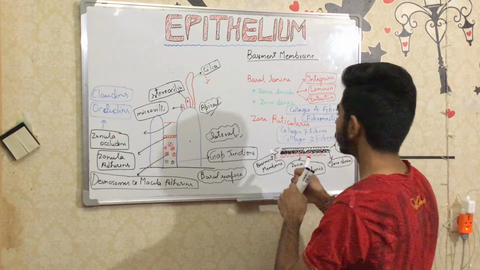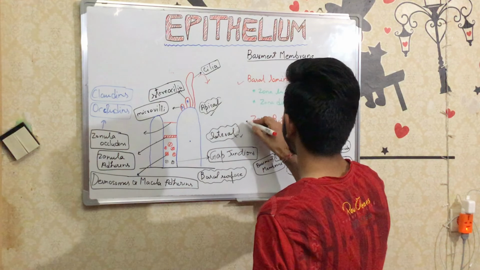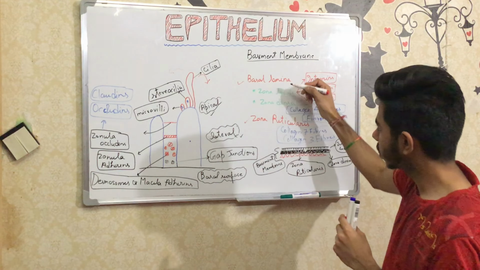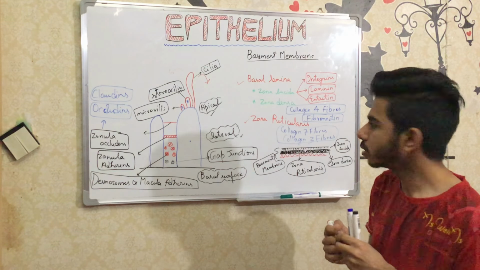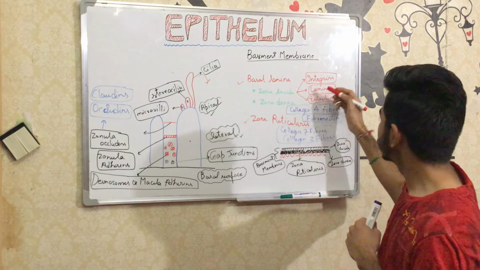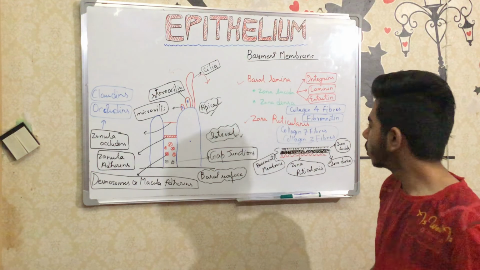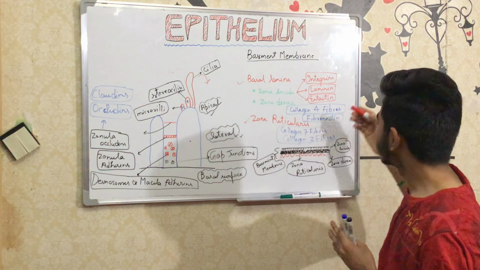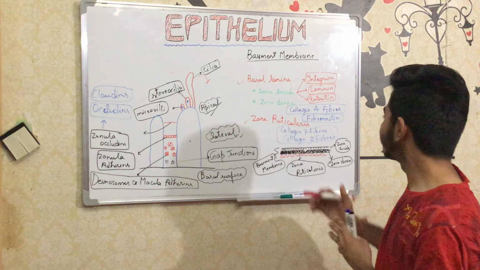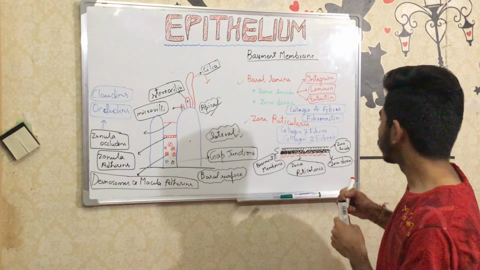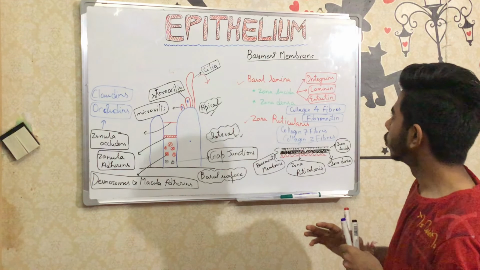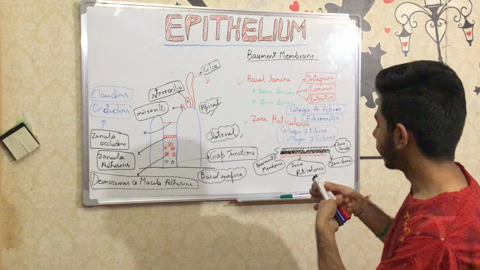So first of all, I told you about the basic structure present over there, basal lamina and zona reticularis. The basal lamina has two portions, zona lucida and zona densa. In the zona lucida, we have integrins, laminin, and entactin proteins. In the zona densa, we have collagen 4 fibers and fibronectin, which support the basement membrane. And the zona reticularis has collagen 7 and collagen 3 fibers. So this was about the basal surface.